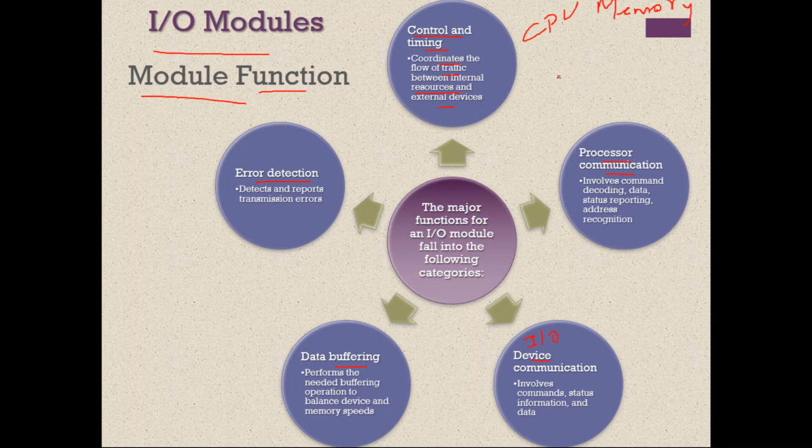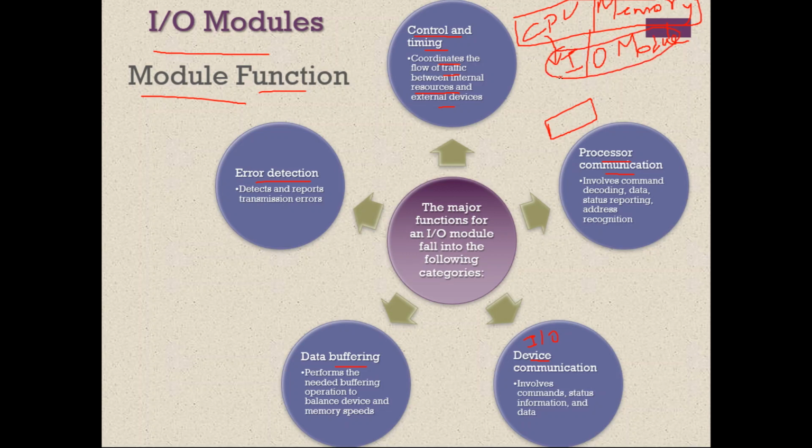Now, the IO module is the one which coordinates the flow of traffic between the internal resource and the external devices. So coordinating the flow of traffic means what? Again it's the same thing. For example, the IO device may be very slow, right? In that case, if the CPU wants to send something to the IO device, the CPU will send very fast. Now this speed should be coordinated. Who will do this coordination? The IO module will do the coordination, right?